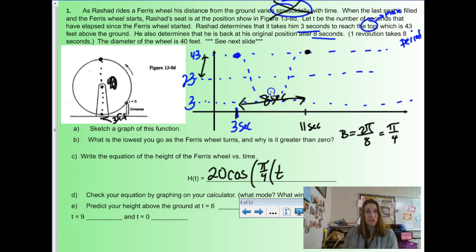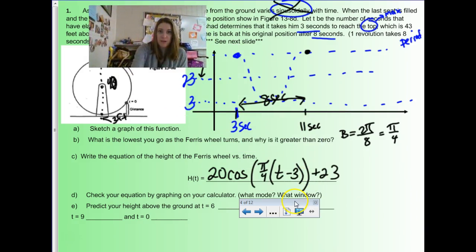T, remember how it's been shifted to the right a little bit, a phase shift? So it's been shifted right 3 seconds. So I'm going to say t minus 3 seconds. And then the midline is plus 23. So that looks a little crazy, but that is the function. At least it's a function that we could use.